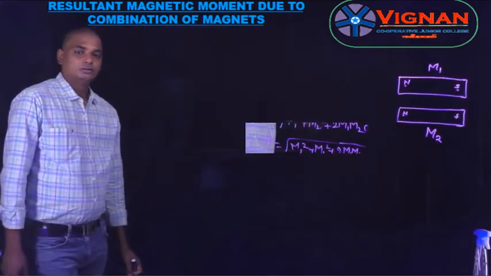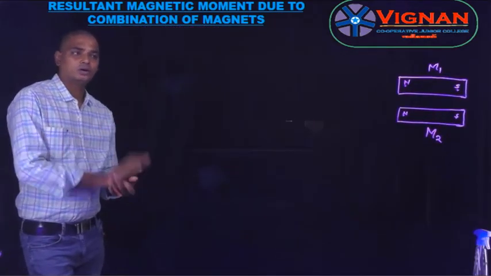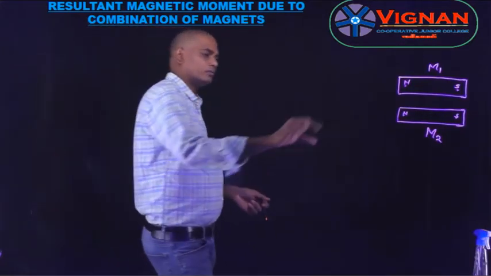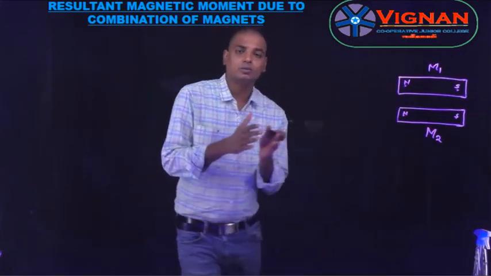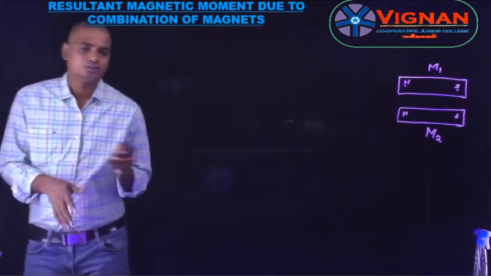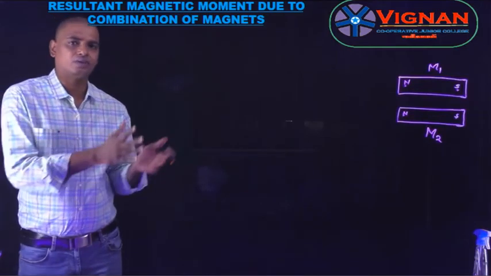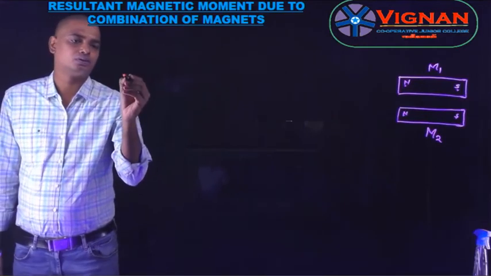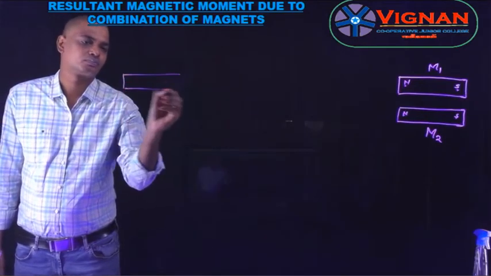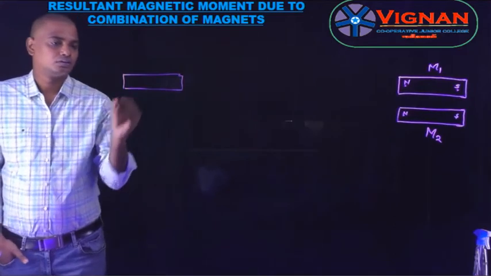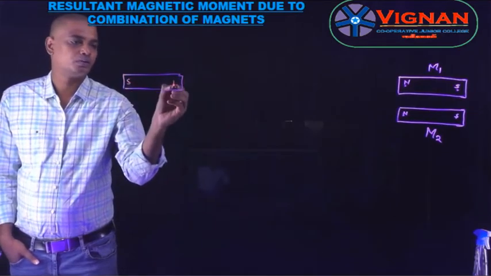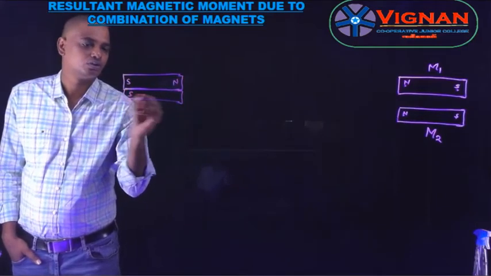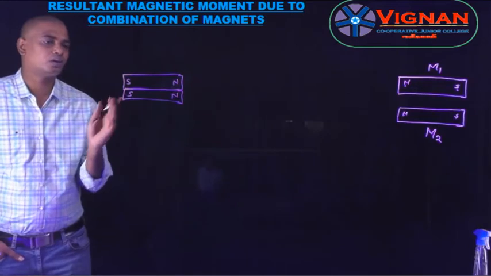Okay, students, now let us move on to our next cases. What happens to the magnetic dipole moment when these two bar magnets are placed one above the another? Let us see the cases if like poles touching each other and unlike poles touching each other. So first case, the like poles touching each other. This is the first magnet, south pole, north pole, and the second magnet will be like this, south pole, north pole. It is placed one after the another.